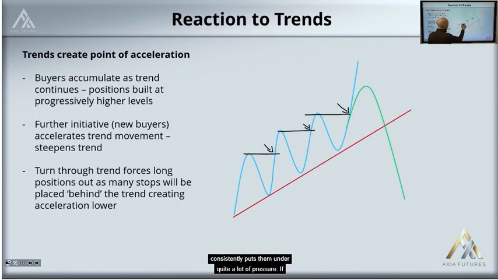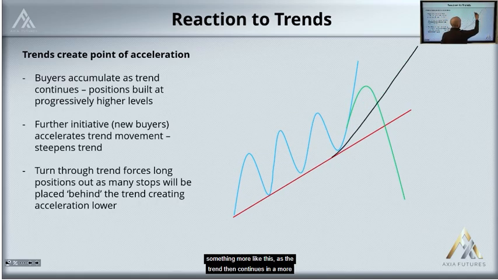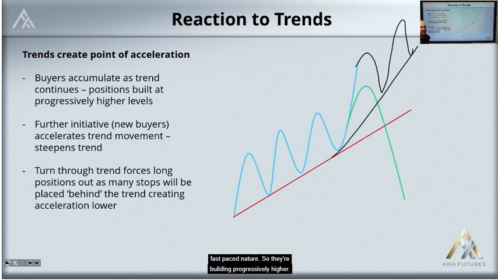the market consistently puts them under quite a lot of pressure. If you're in here, you end up going a significant distance offside before then marginally further onside. And again, same principle, distance offside before onside. And what these traders are looking for is new initiative to come in to drive this higher, to accelerate the pace of movement, so thereby creating a trend that goes from this type of angle perhaps to something more like this, as the trend then continues in a more fast-paced nature.